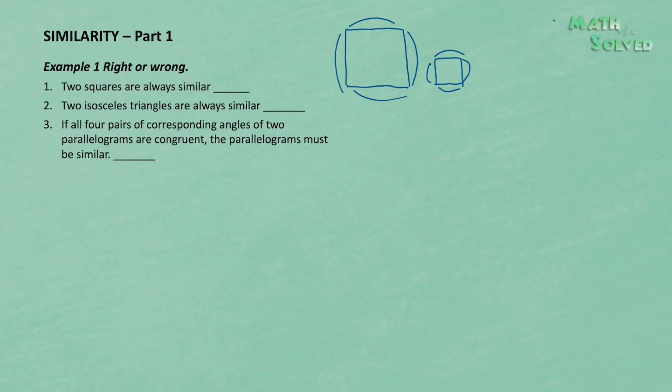The same thing goes for equilateral triangles, actually. You can say any two equilateral triangles are similar. So the first one is right.